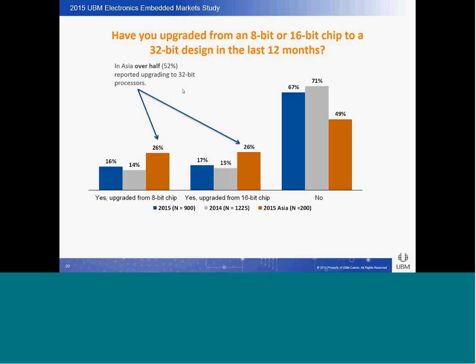Which speaks for itself. In other words, in Asia, of the respondents, many report that they're upgrading from an 8-bit to a 32-bit. And you know, the important thing to note is that more respondents from Asia get a good flex going on in the entire world. A lot of the companies in Asia are making new products that are consumed all over the world.